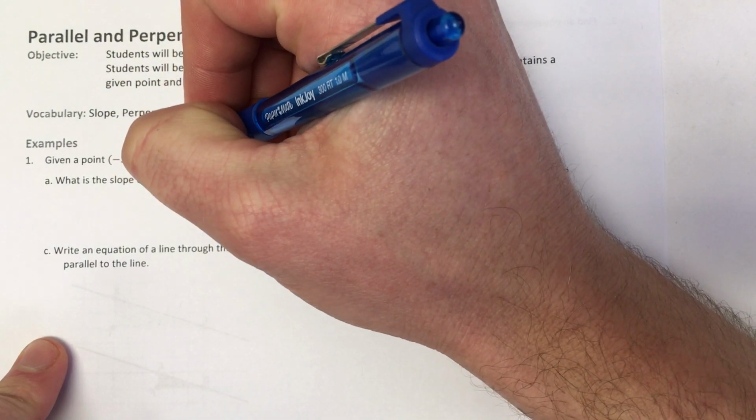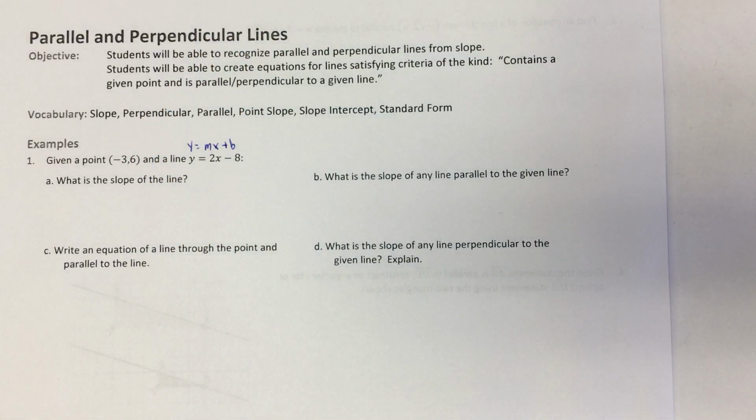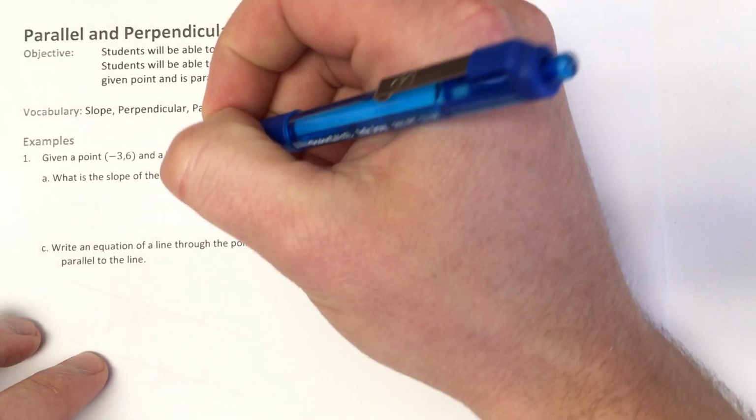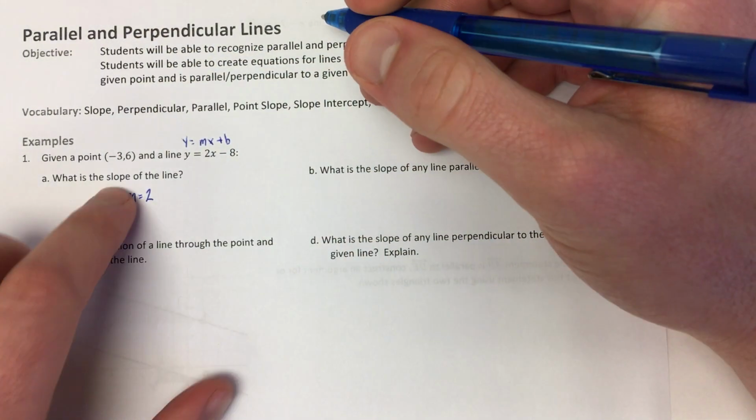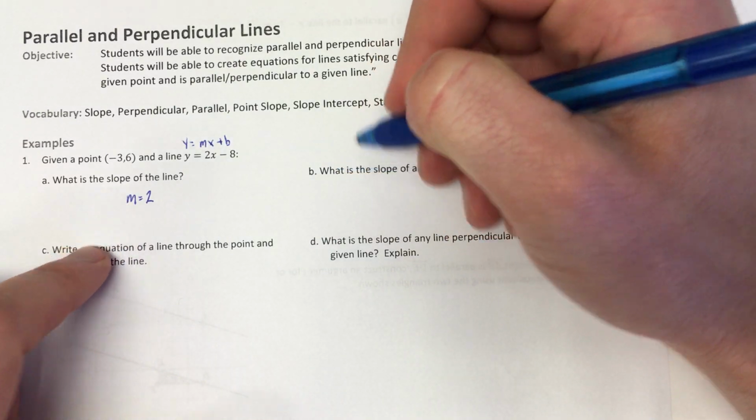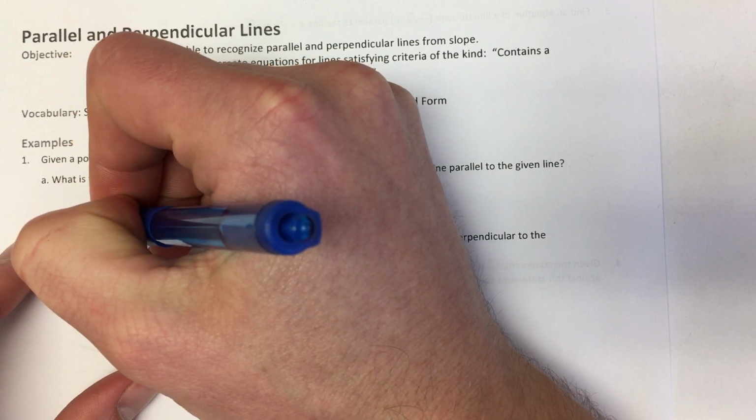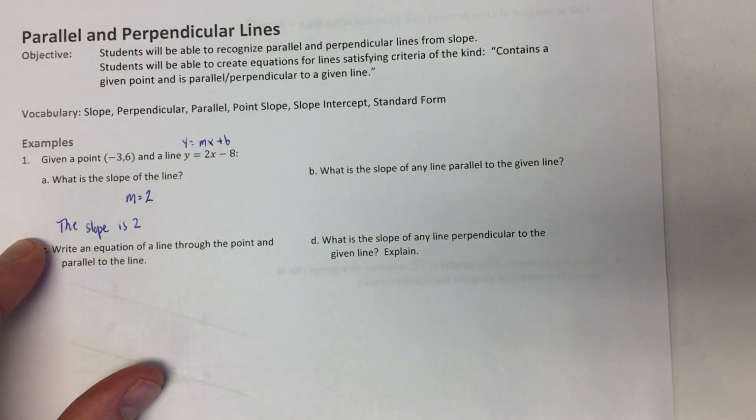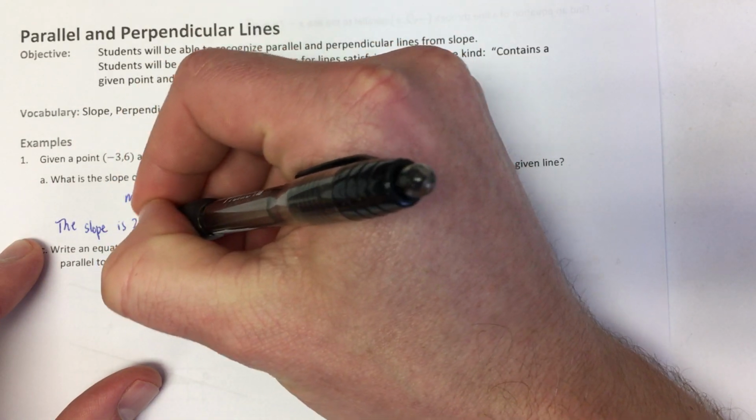Okay, so it says given a point and a line y equals 2x minus 8. And again, y equals mx plus b. We have slope intercept form, and that'll allow you to identify the pieces and parts. So what is the slope of the line? We know m stands for slope, so m is equal to 2. And if I use a complete sentence, the slope is 2. A little reminder that that's 2 over 1 so that you can get your rise over your run relationship.